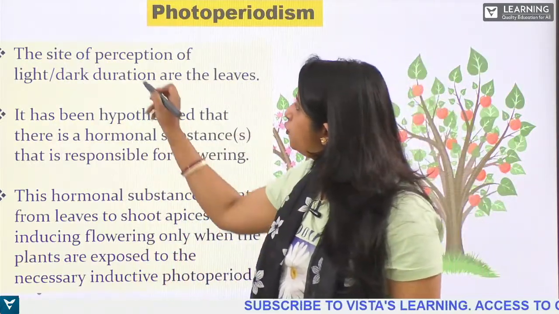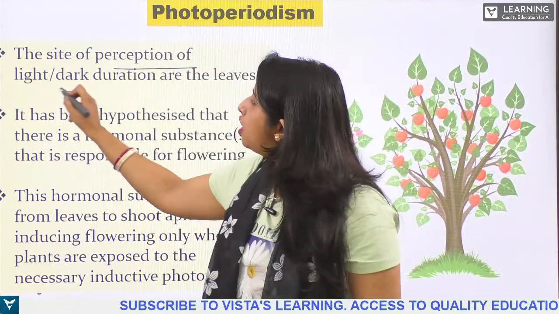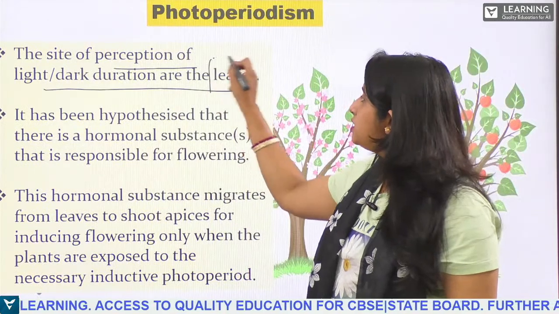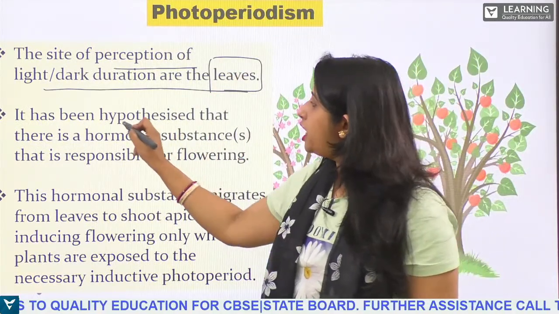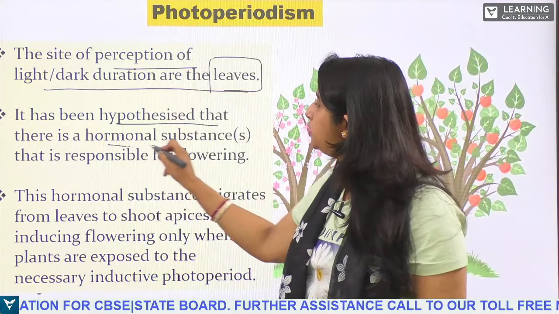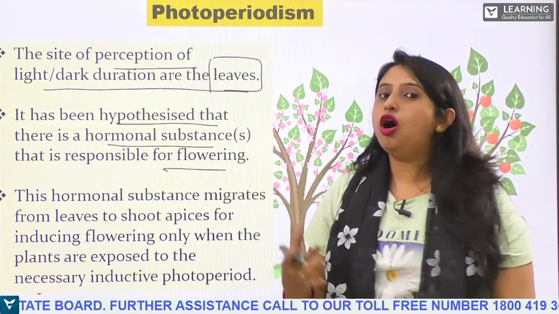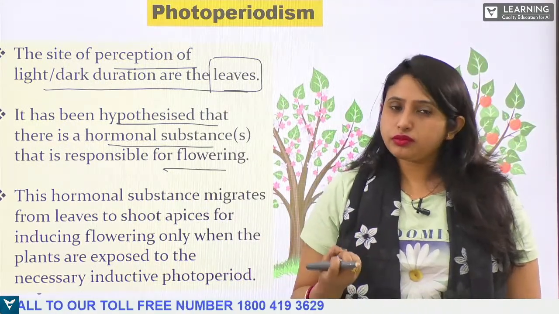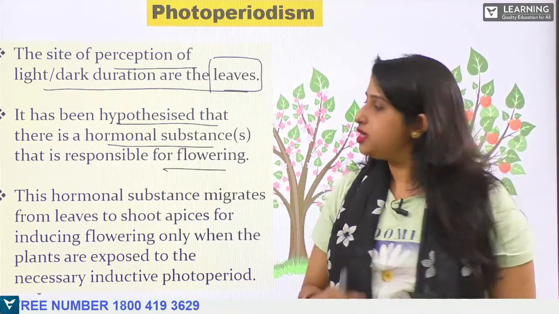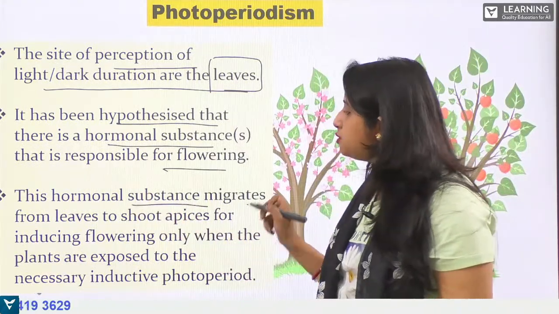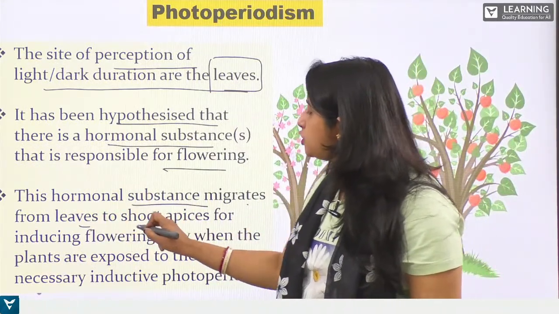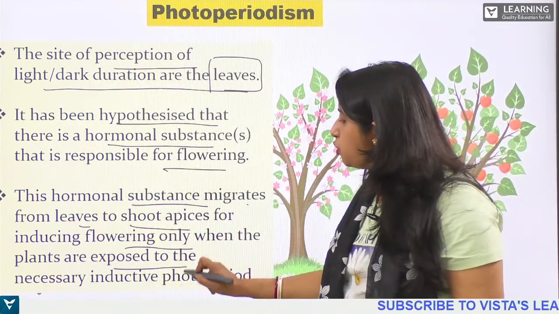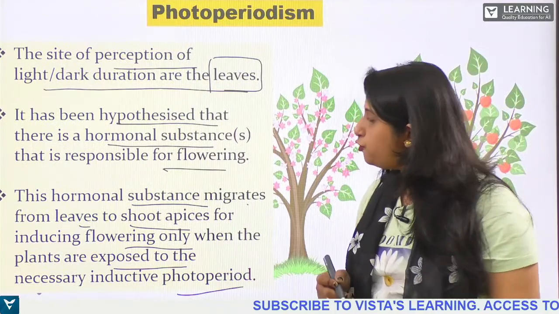The site of perception of light or dark duration is the leaves. It has been hypothesized that there is a hormonal substance which is responsible for regulating the light, that is, the regulation of light in case of the plant. This hormonal substance migrates from leaves to the shoot apices and induces flowering only when the plants are exposed to the necessary inductive photoperiod.